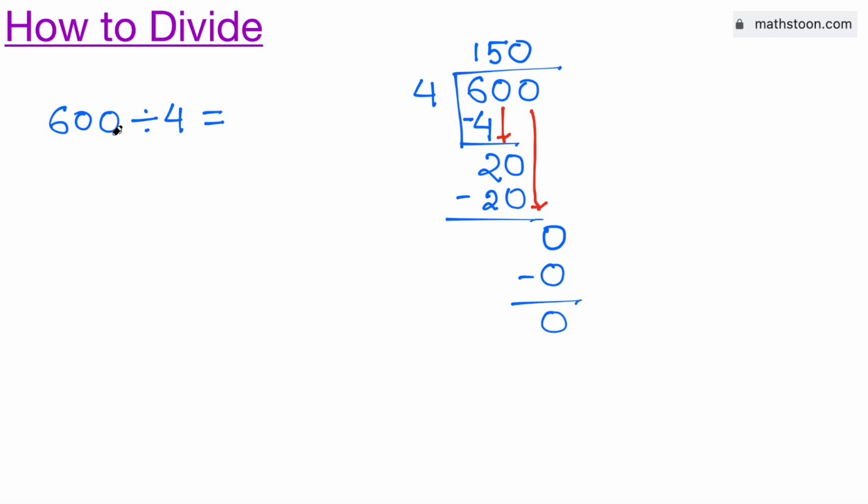Therefore, the value of 600 divided by 4 is equal to 150. And this is our final answer.